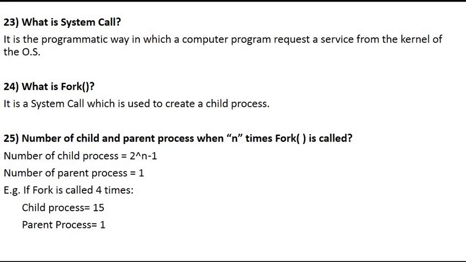The next question is, what are the number of child and parent processes when fork is called n times? When fork is called n times, the number of child processes is 2 to the power n minus 1, and the number of parent processes is 1. With an example, if fork is called 4 times, then the child processes will be 2 to the power 4 minus 1, that is 16 minus 1, 15, and the parent process will be 1. So the total number of processes will be 2 to the power n, that is 16.